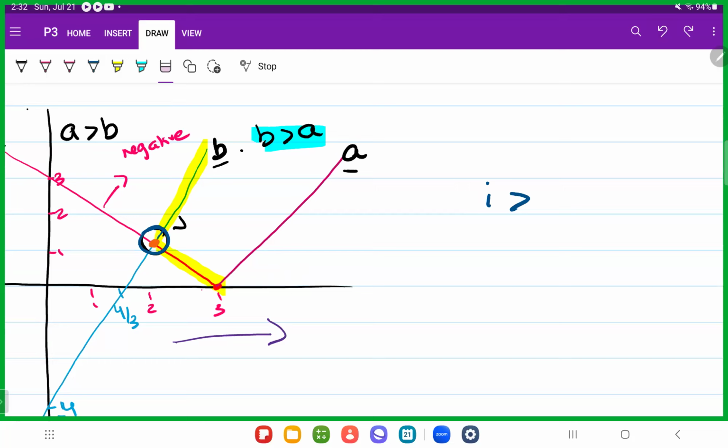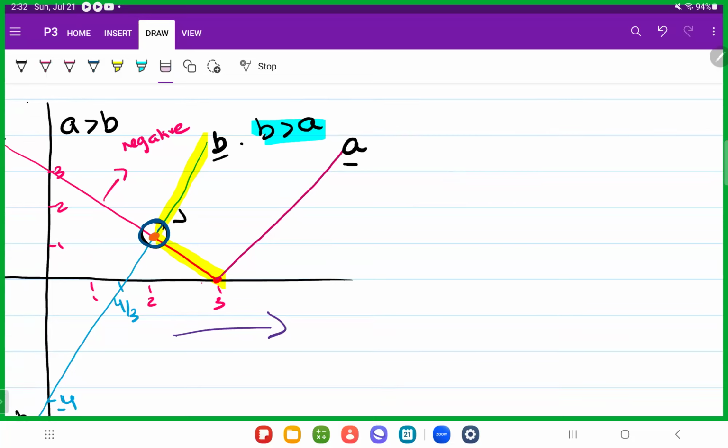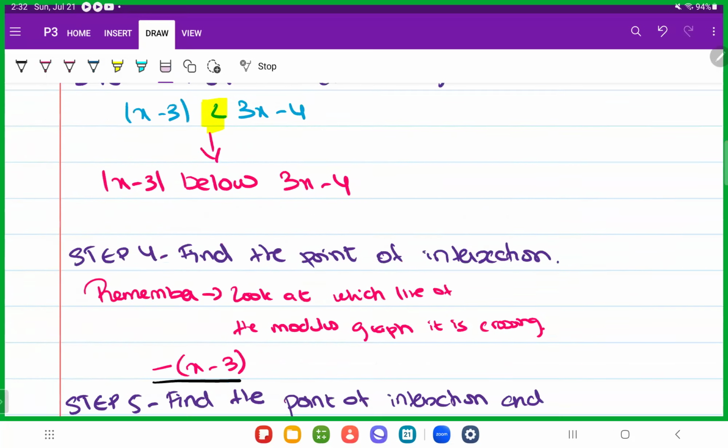One more thing, whenever finding the point of intersection, what did I ask you to keep in mind? Whether it's on the negative slope or the positive slope. Yes, if it's on the negative slope, you'll simply put a negative sign outside the bracket. If it's on the positive slope, then you don't need to do that. Clear till here? Okay.